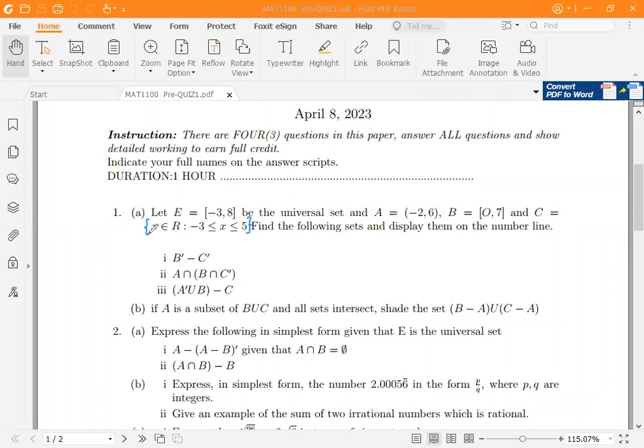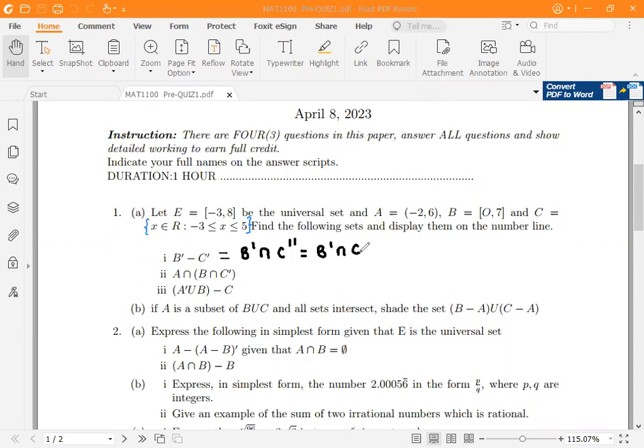For every time you're asked to deal with such questions, the first thing you think of is, am I able to simplify? So this is going to be B complement intersection C complement complement, which turns out to be B complement intersection C. And so when that is the case, then all we need now is to get B complement and then get intersection with C.